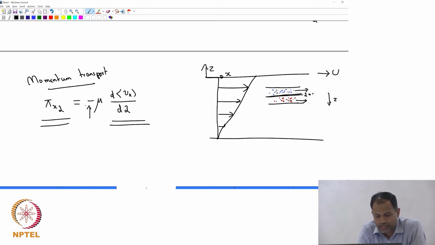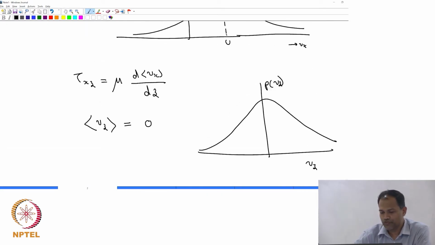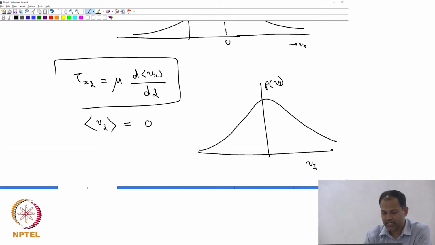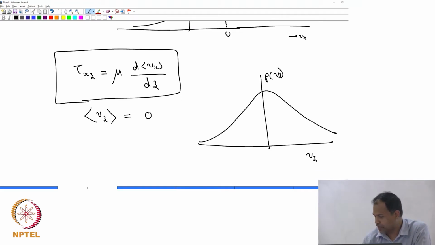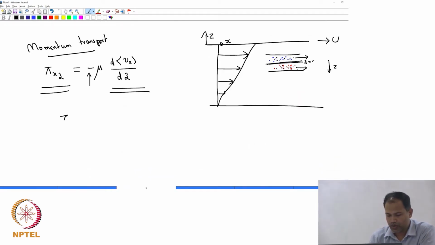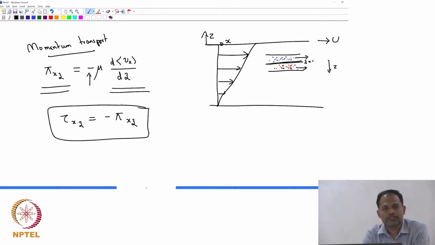Now, if you look at this, the momentum transport and our original equation of what we have defined as the shear stress are essentially the same, with just a negative sign. Another way of saying it is that you would define your tau xz as just the negative of pi xz. So, shear stress is typically defined the other way. You can also see that it is just a matter of convention. Doubts? Go ahead.